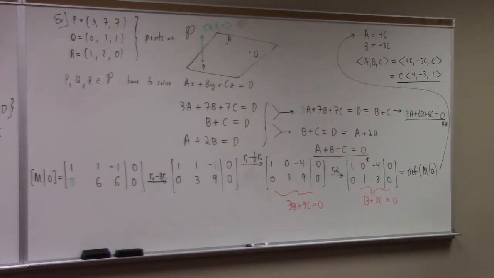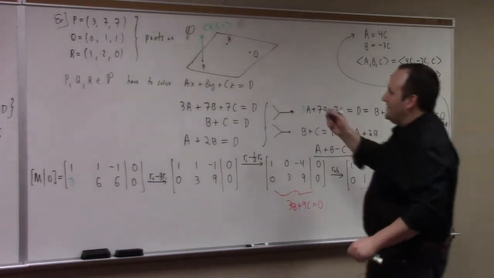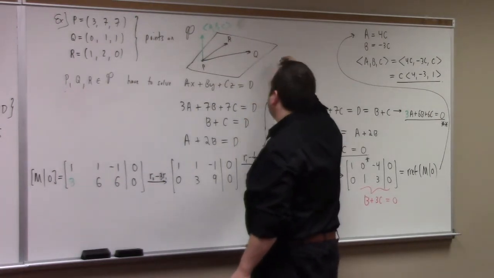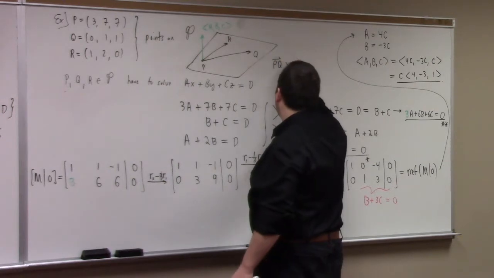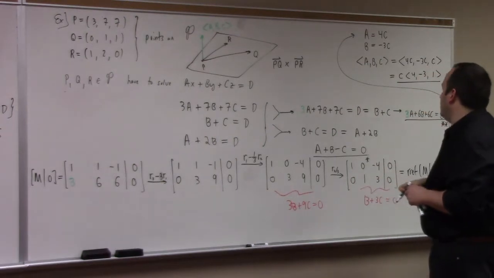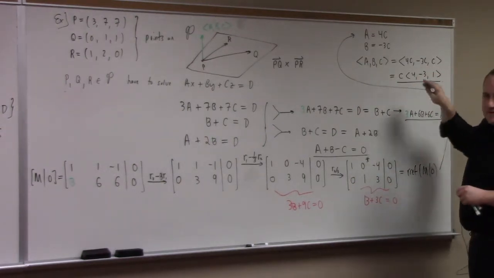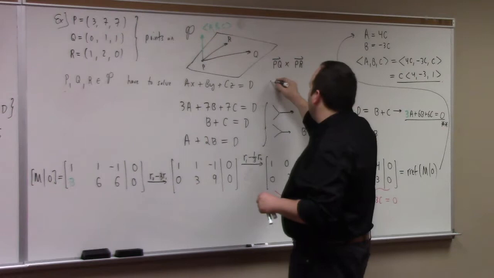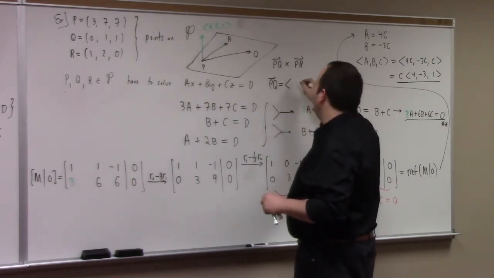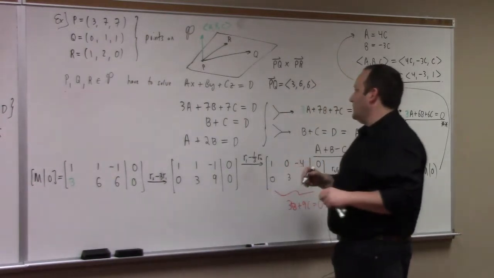Now, for those of you who have or are taking Calculus 3, how would you do this problem? Cross product. Yeah, you take the cross product, right? You find the vector that goes from here to here, you find the vector that goes from there to there, and then you take PQ cross PR. So this should be proportional to the cross product. Just as a check on my algebra, what's the vector PQ equal to? 3, 6, 6.